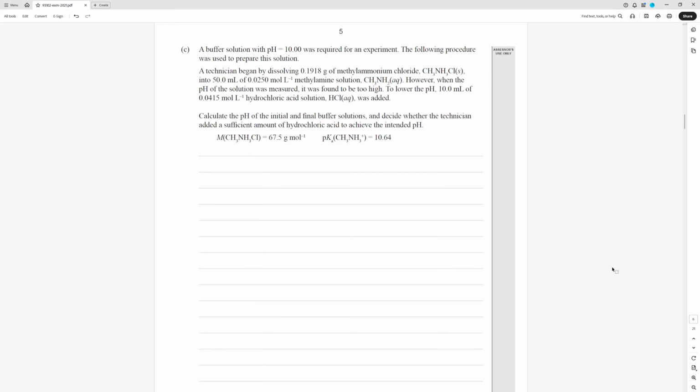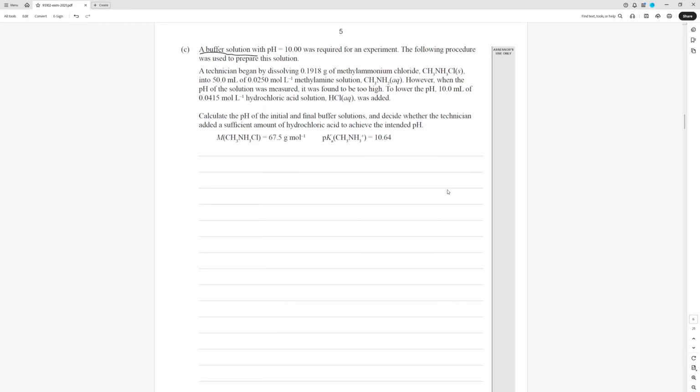Okay, so first thing to see here is quite clearly going to be your standard acid-base question. So most obvious thing that we can see is going to be this buffer solution. And we dissolve methyl ammonium chloride into this methylamine solution. And so we want to find the initial and final pHs of the buffer solution. And this final part is just kind of stemming from finding the pH of the final buffer solution.